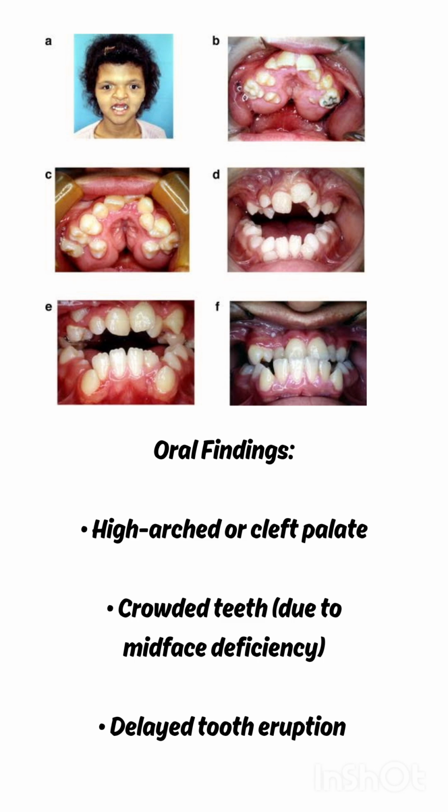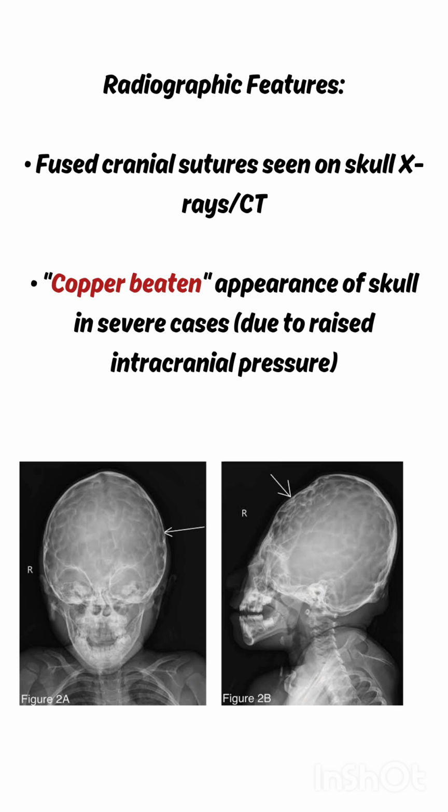So these are the oral findings: high arched or cleft palate, crowding of teeth, and delayed tooth eruption. The next most important thing is the copper beaten appearance, which is the radiographic feature of Apert syndrome. It occurs due to increase in intracranial pressure.